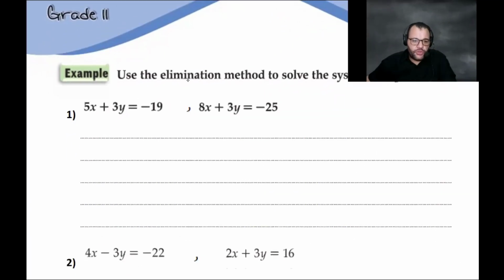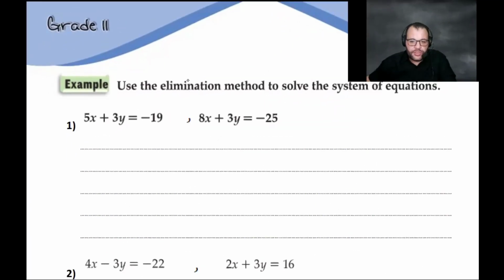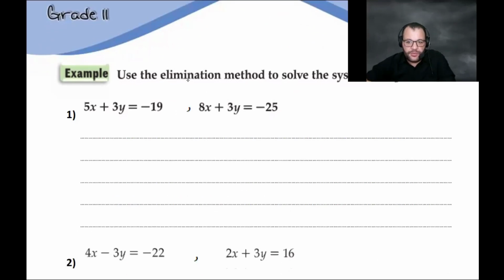Okay. So now we need to solve using elimination. What is the meaning of elimination? Elimination means we need to remove one of the variables. How can we remove one of the variables? To make these two equations have the same variable with the same coefficient but with different signs.